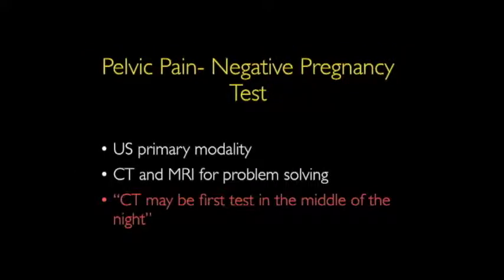So of course, what are the tests? We all know that ultrasound is the best modality to evaluate the female pelvis, and it's the primary modality. But CT and MR can be used for problem solving. We have to remember that in this day and age, most of the time in the middle of the night, many institutions will get a CT as the first modality, even though there's perhaps a possible concern that this might be an adnexal process.